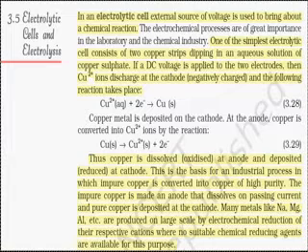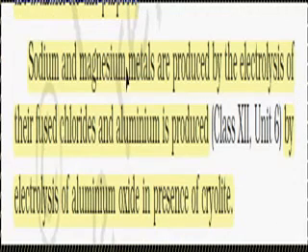Many metals like Na, Mg, Al, etc. are produced on a large scale by electrochemical reduction of their respective cations, where no suitable chemical reducing agents are available for this purpose. Sodium and magnesium metals are produced by the electrolysis of their fused chlorides, and aluminium is produced by electrolysis of aluminium oxide in the presence of cryolite.